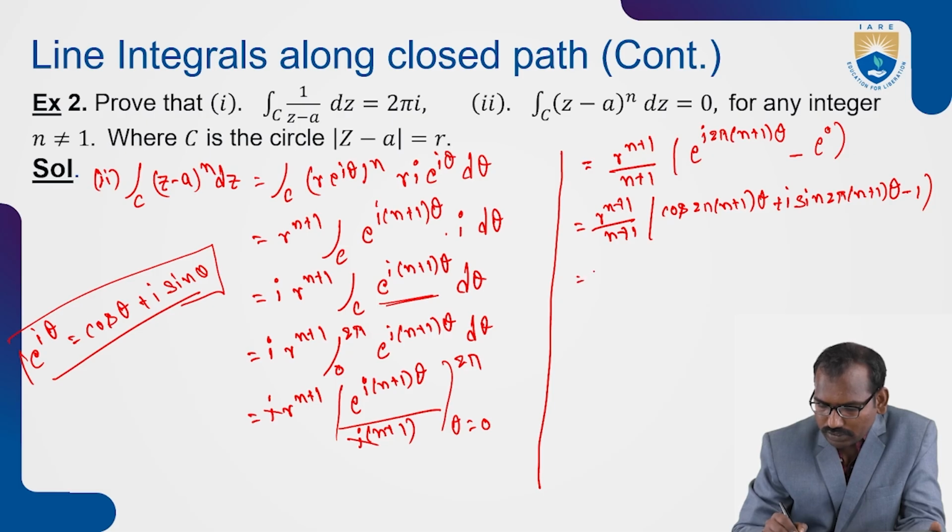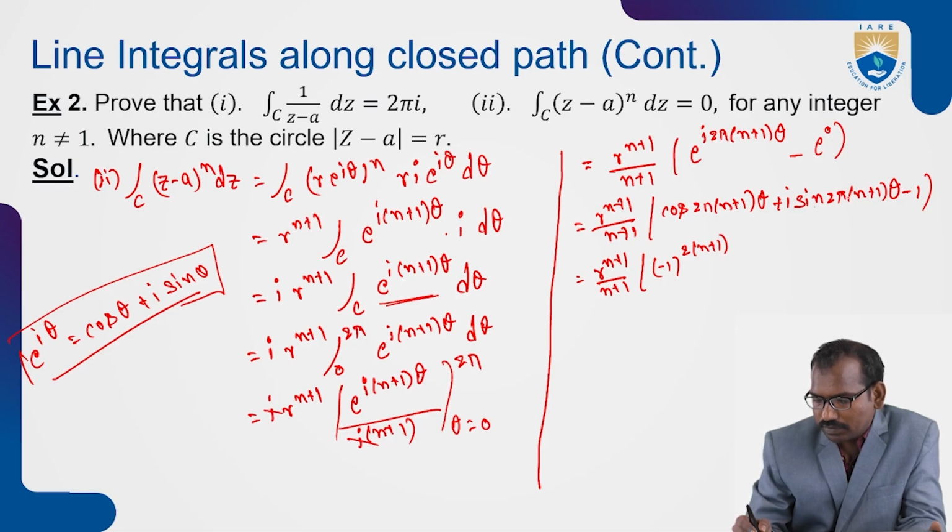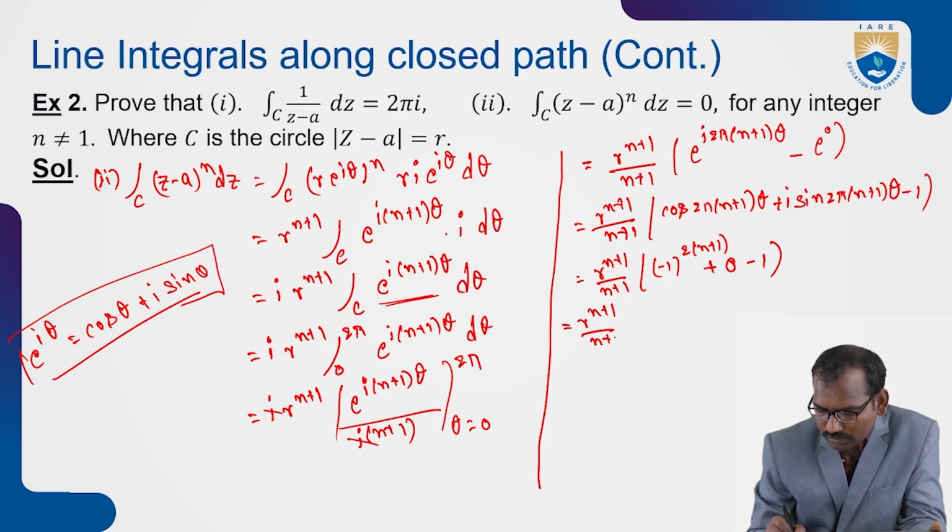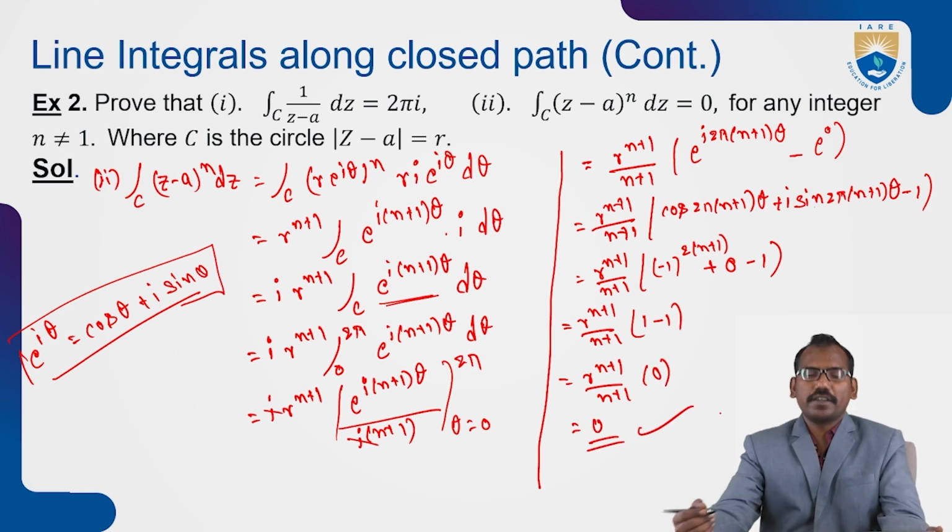So here I get r power n plus 1 by n plus 1. Here I get minus 1 power 2 times (n plus 1). Here it is sine of multiples of pi, and sine of multiples of pi is always 0. So 0 minus 1. Now it is r power n plus 1 by n plus 1, and this we will get as 1 minus 1, so r power n plus 1 by n plus 1 into 0. This is 0.